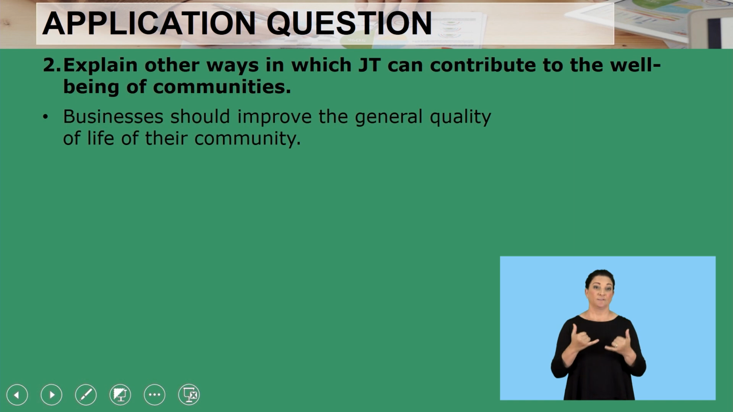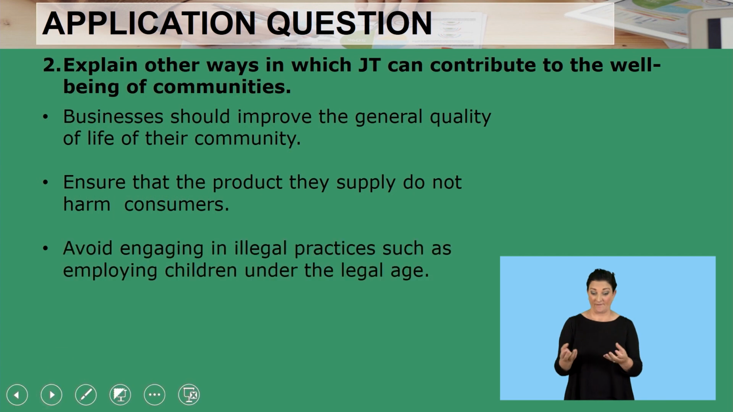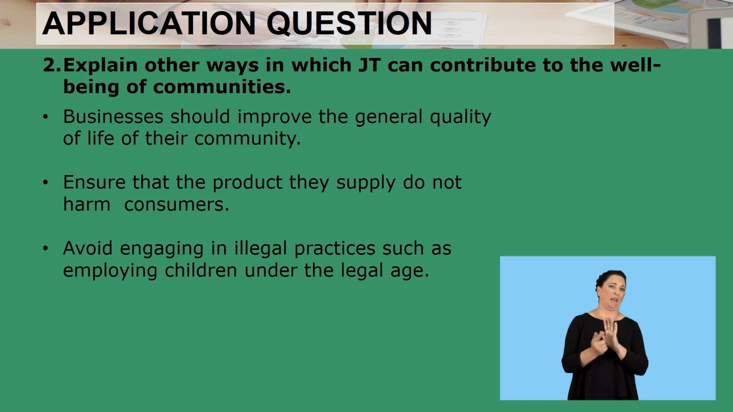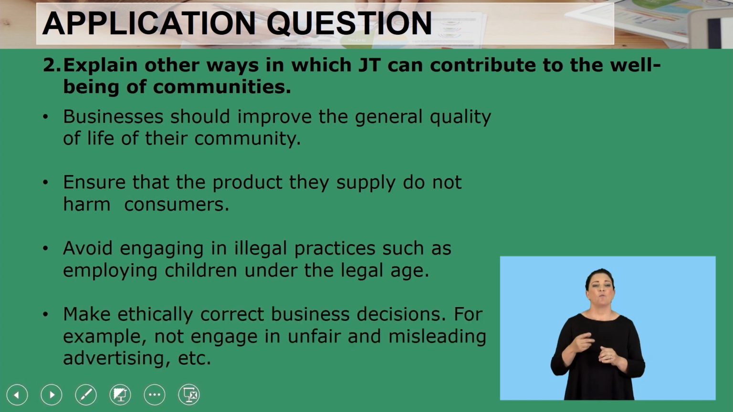Now, let's explain other ways. One, businesses should improve the general quality of life of their community. Another way is that they should ensure that the products they supply do not harm consumers. Another way is that they should avoid engaging in illegal practices such as employing children under the legal age, and they should make sure that they make ethically correct business decisions, for example, by making sure that they do not engage in unfair or misleading advertising. So that is another application question.